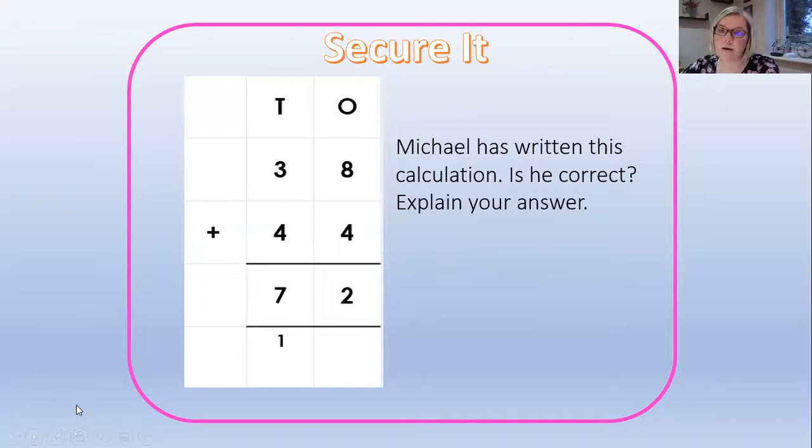Okay, you've got to secure it here that we would like you to have a go at. And Michael has written a calculation, and I want to know whether he is correct or not. And you've got that all-important phrase, explain your answer. Why is Michael correct or why is Michael incorrect? Again, it's showing that deeper understanding. If you can explain why something is right or wrong using the right mathematical language, that shows a really good understanding of what we're doing.